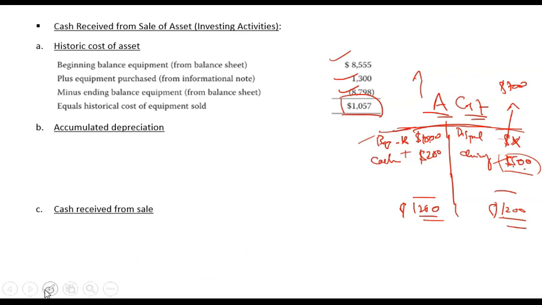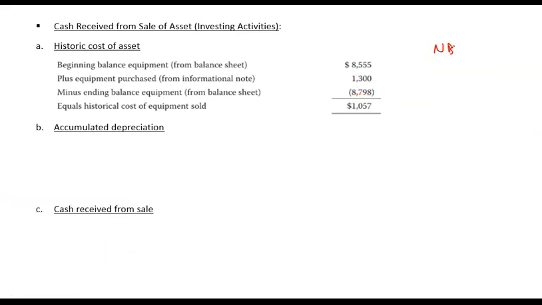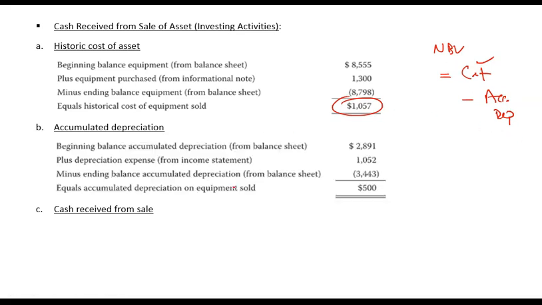So the first element was cost. Once you have cost, you need accumulated depreciation to calculate NBV. Why? Because net book value is cost minus accumulated depreciation. So now you have cost, but you need accumulated depreciation to be able to calculate net book value. So again, for accumulated depreciation, you can use a T account.